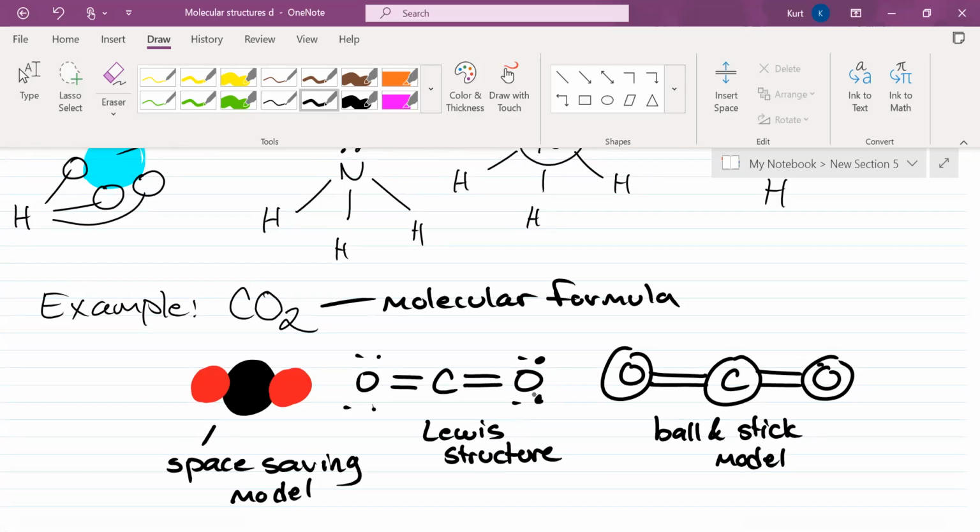All right. For the space saving model, should they all be circles, or does it not matter what shape they are? Yeah, for the space saving model, they all look like these, just without the bonds.